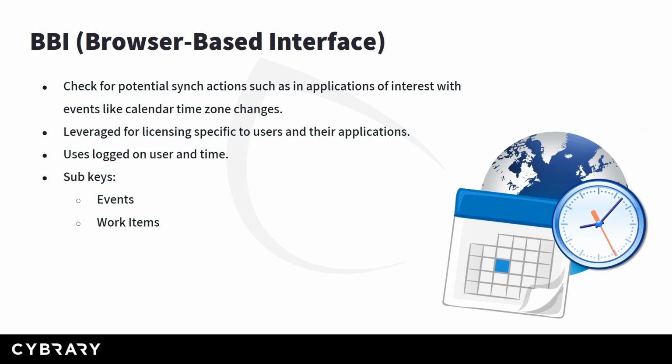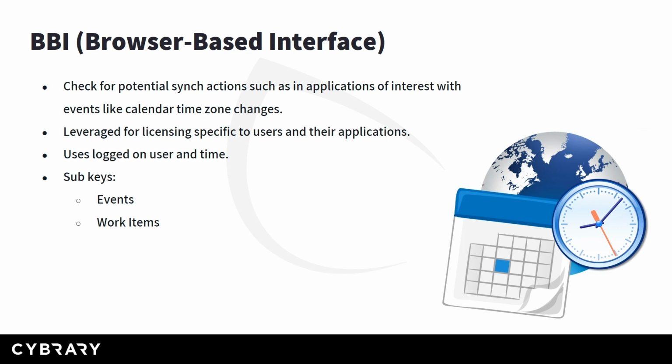The BBI registry file, or Browser-Based Interface, checks for potential sync actions, such as in applications of interest with events like calendar time zone changes. This file is used with immersive applications and keeps all immersive apps licensed to the user on the host machine in sync with other machines that are trusted by the user. It also uses the logged-on user and time for licensing specific to users and their applications.